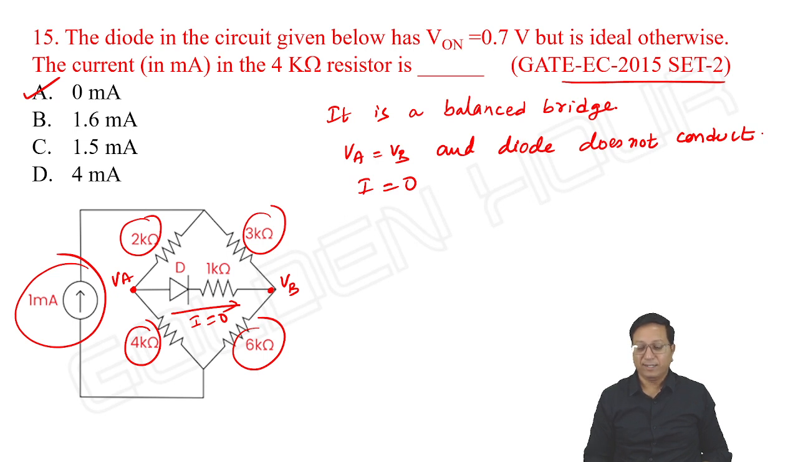And see the next question. Based on whatever they are asking, we are trying to create our own problems. Suppose the bridge is not balanced. They may give a question in which the bridge is unbalanced. Then how do we do it?